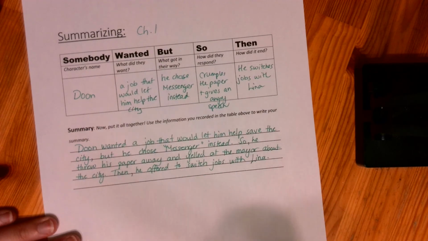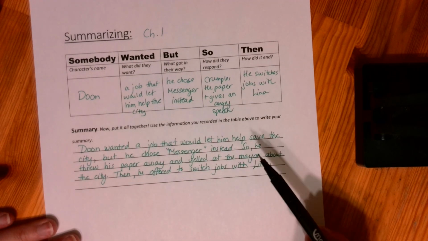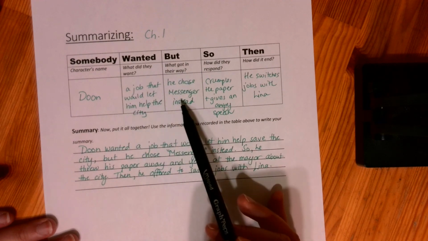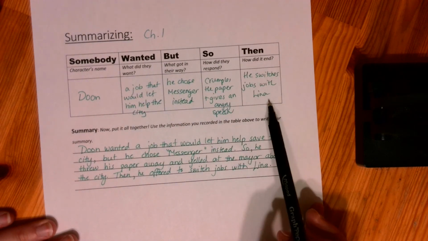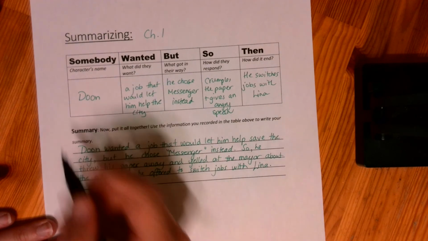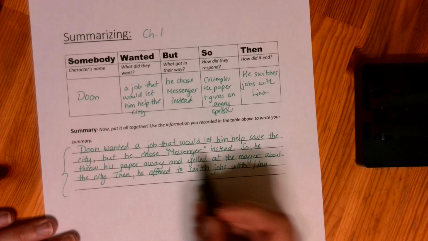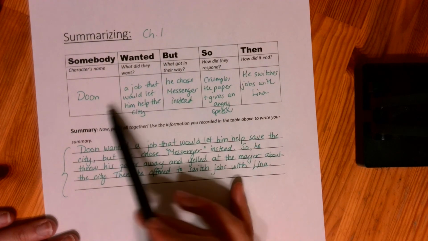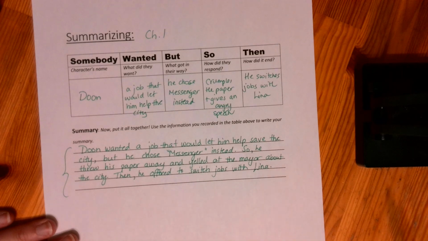So you can see the content of my summary is different because I focused on a different character instead, right? But the process is still the same. I still go through the boxes. I still ask myself, what did the character want? What got in his way? How did he respond? And then how did it end, right? And then actually putting it together into the summary, that's also the same, okay? Because I'm just going through my boxes and then I'm just putting them in full sentences instead.